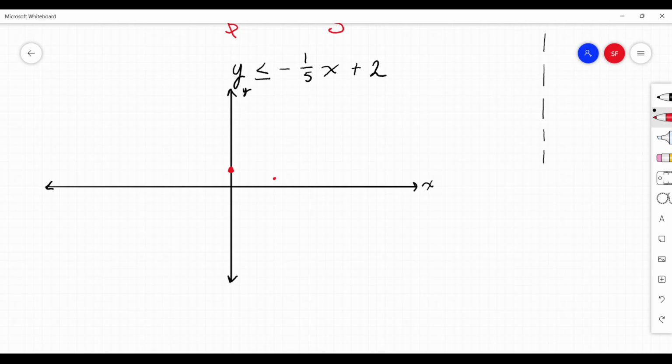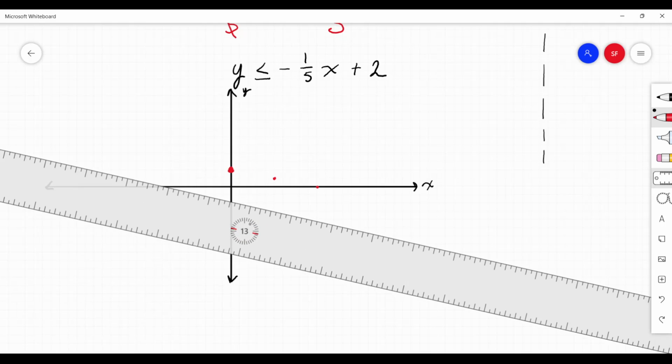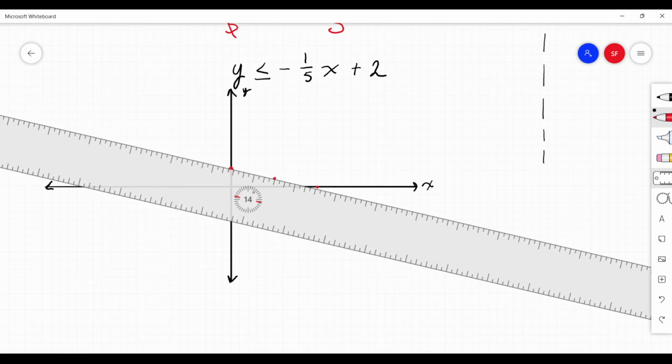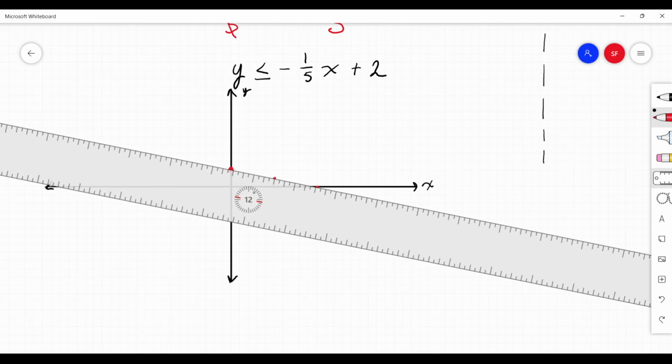Then I'm going to put another one on there. Down 1 over 1, 2, 4, 5. Can you go up 1 and left 5? Yes, you can. You can flip them both. Okay, so this time, since it's equal to, I'm going to do a solid line instead of a dashed line.